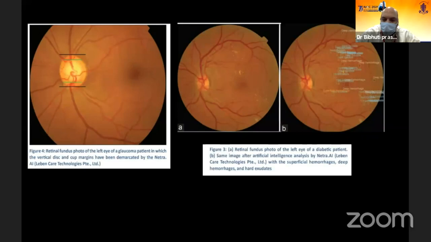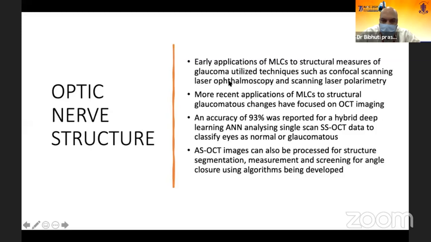of the patients. Coming to the optic nerve structures, early applications of MLCs to structural measures of glaucoma utilized techniques such as confocal laser ophthalmoscopy and scanning laser polarimetry. They are also a type of artificial intelligence. And the most recent application of MLC to identify structural glaucomatous changes has focused on OCT imaging. So OCT is now the basis of artificial intelligence to be used for the detection of glaucoma or the evaluation of the progression of glaucoma in patients.